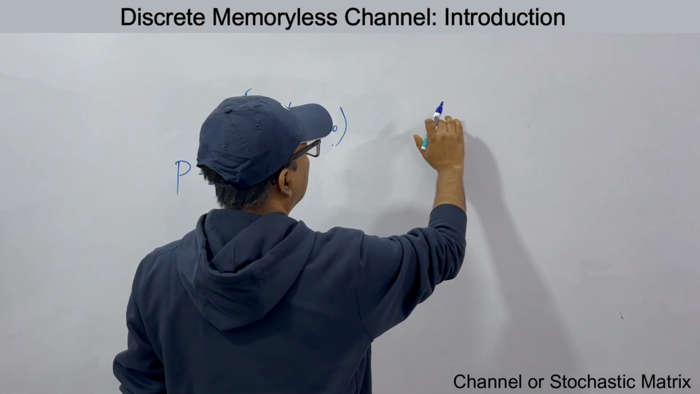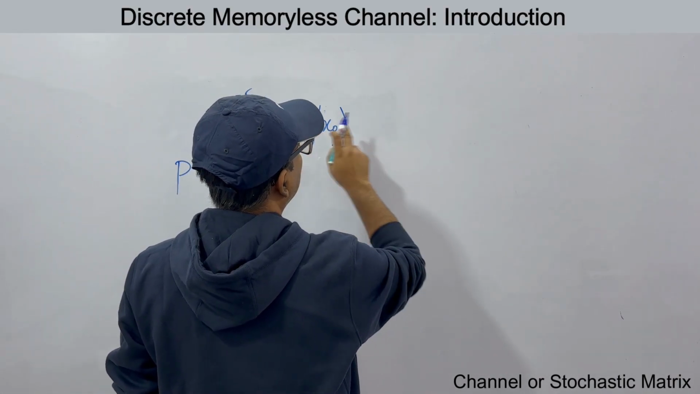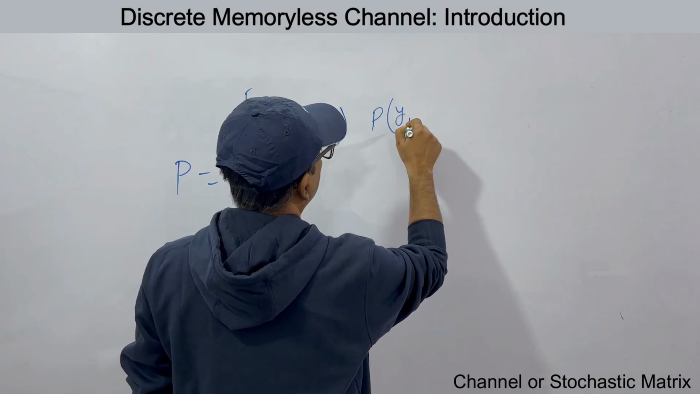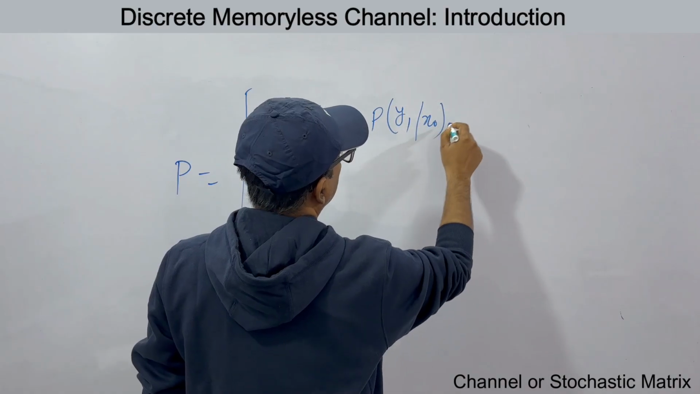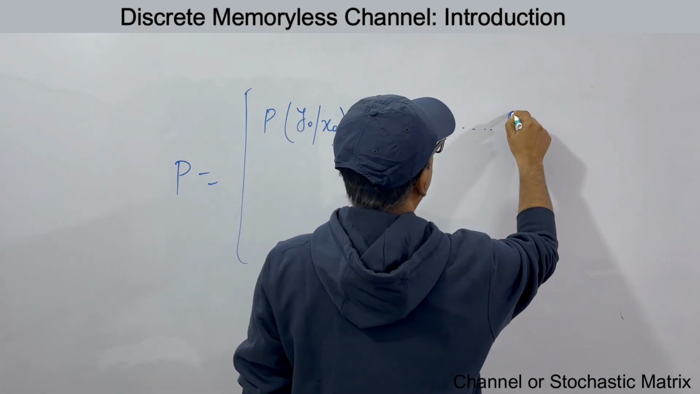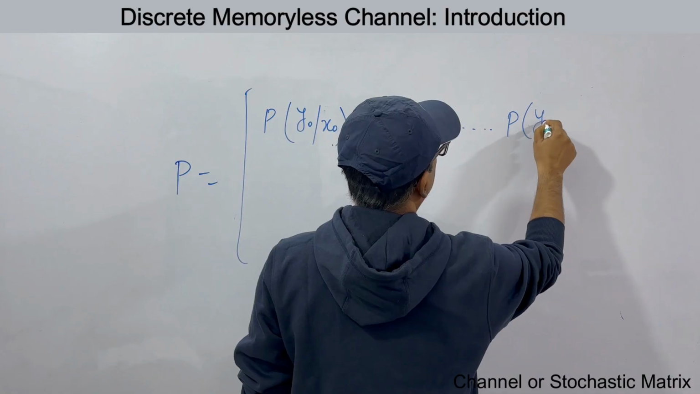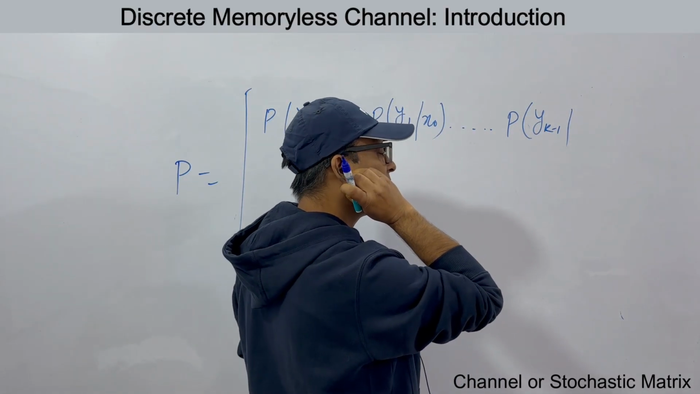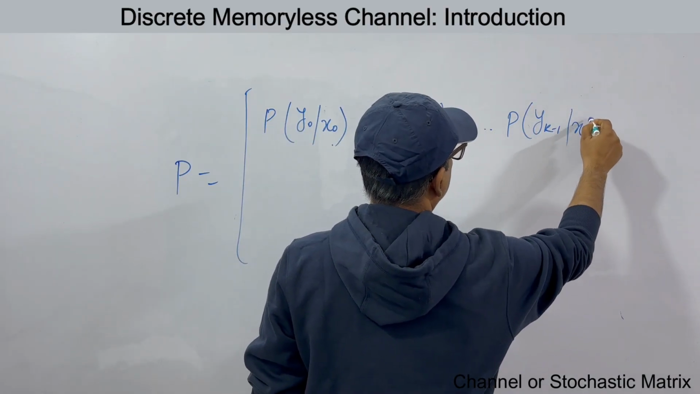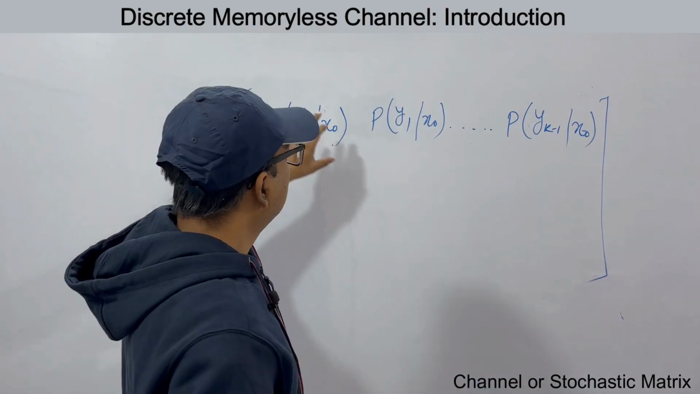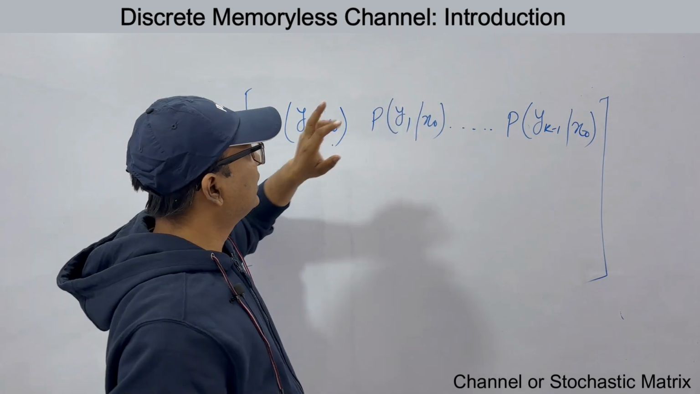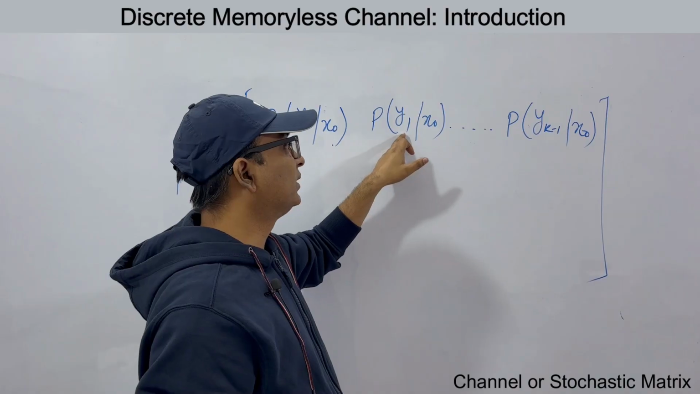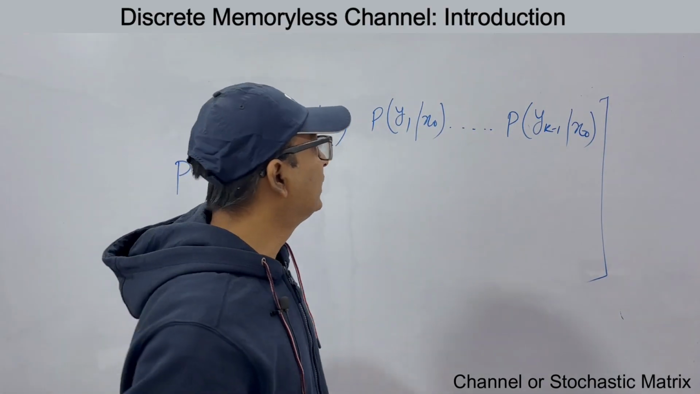Then here our y will keep on increasing. That is, the second probability will be P(y1 | x0). Similarly, you can go on up till y_(K-1), from 0 to K minus 1, so that the total number of elements is K. So this will be for x0. Meaning is, these are the transitional probabilities related to x0. That is, you send x0 and you receive y0. You send x0, you receive y1. You send x0, you receive this one.